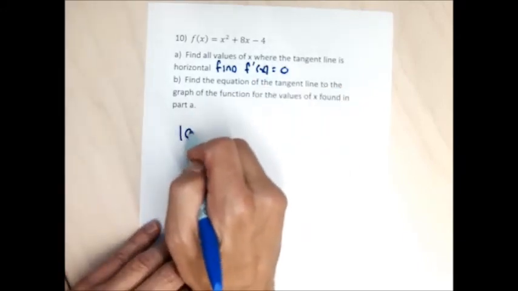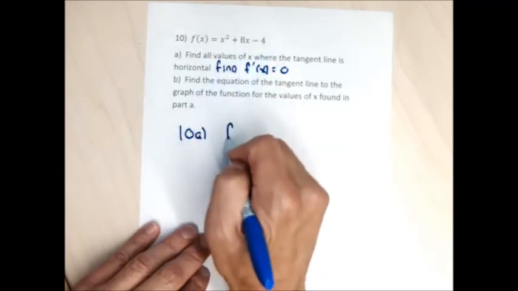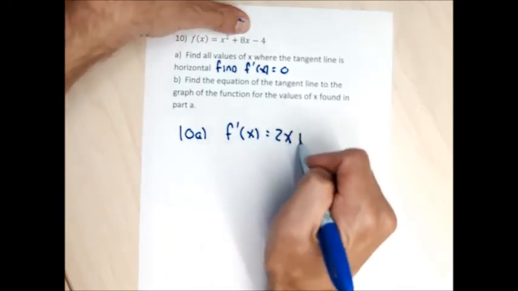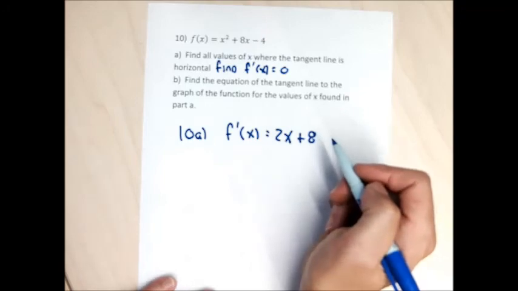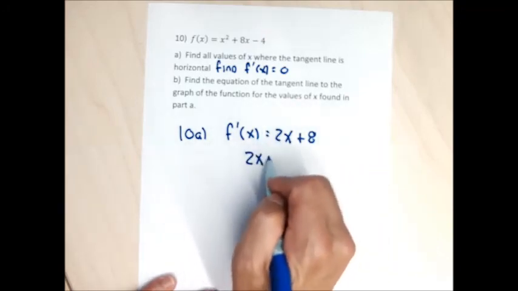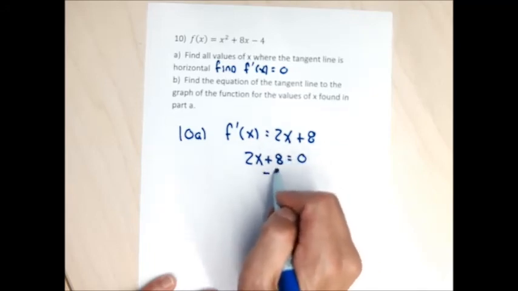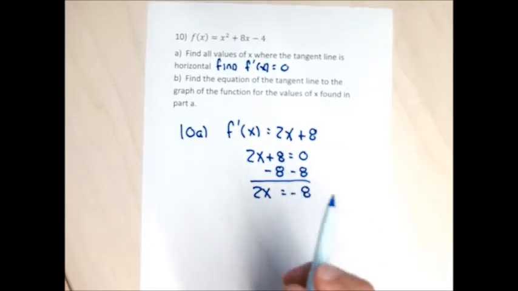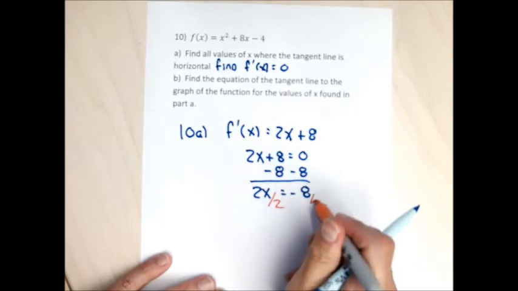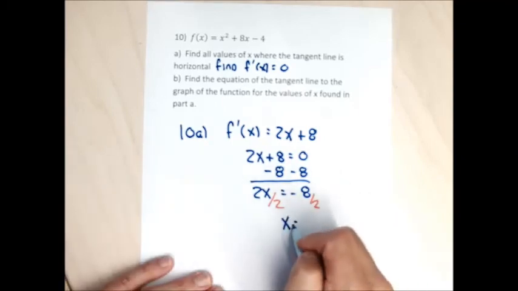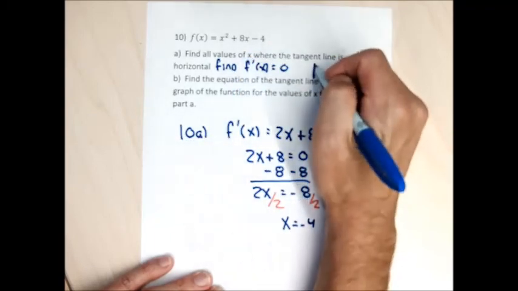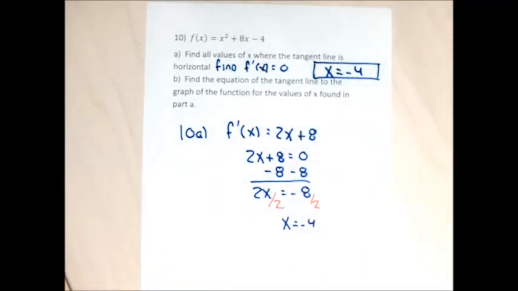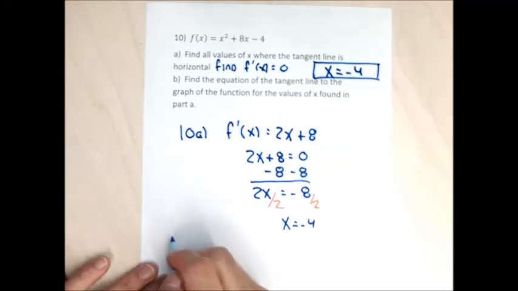So for 10a, I'm going to find the derivative. The derivative of x squared is 2x. The derivative of 8x is 8. The derivative of minus 4 is 0. After I find the derivative, I'm going to set it equal to 0. Solve for x. And get x equal to -4, which has nothing to do with that -4. Just coincident that it comes out to the same number. So that's the value of x where the tangent line is horizontal as opposed to slanted in some way.